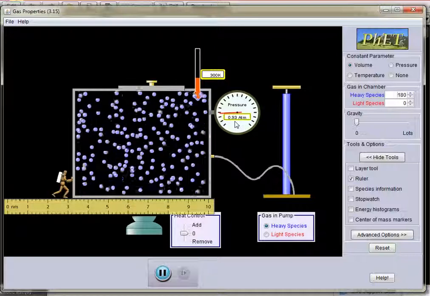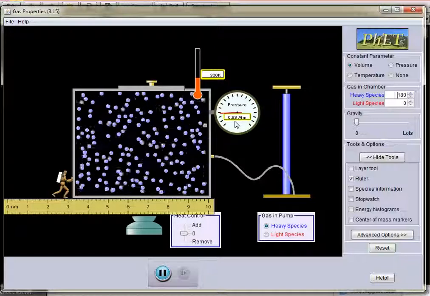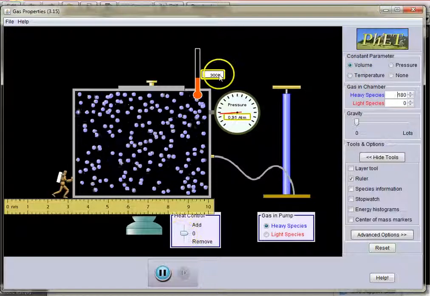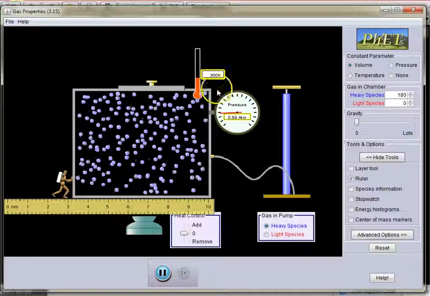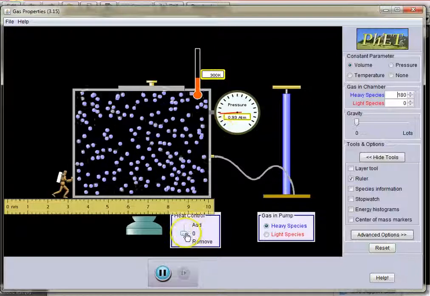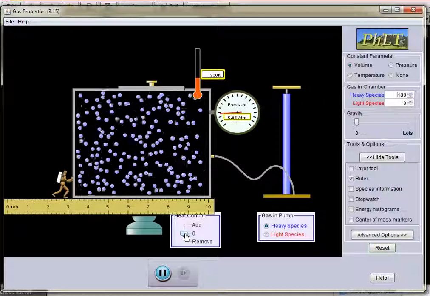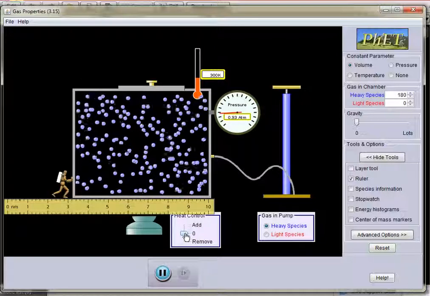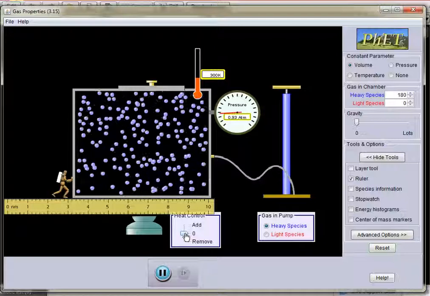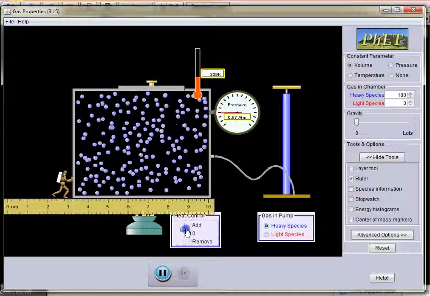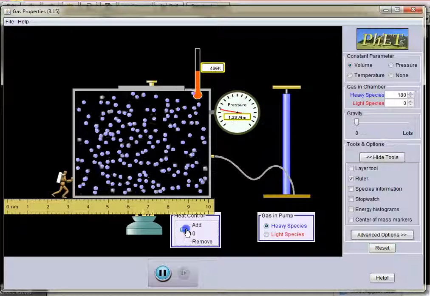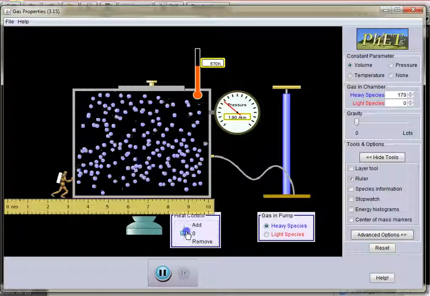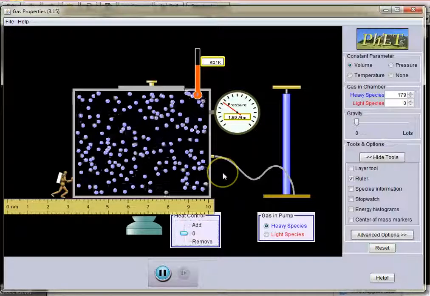Now volume is the constant parameter. Remember that. Let's see what happens if we increase the temperature. Let's double the temperature. What do you think should happen if we increase the temperature in this situation? Exactly, pressure would double. So let's make it 600. Yeah, 601. That's about right.